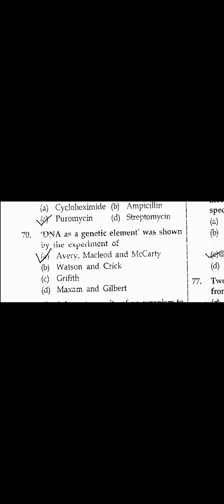Question number 70. DNA as a genetic element was shown by the experiment of, yes, option A, Avery, MacLeod, and McCarty. Question number 71. The inherent capacity of an organism to increase in numbers under ideal conditions is known as the reproductive potential. Question number 72. rDNA analysis provides information on the phylogenetic relationship.